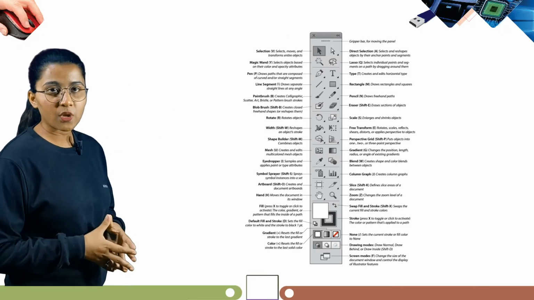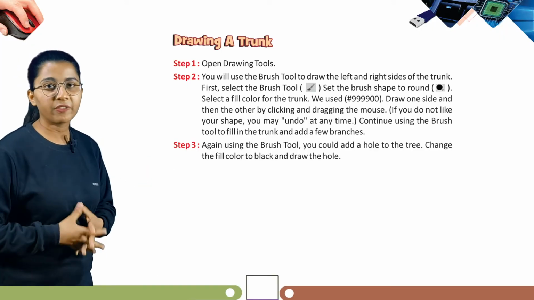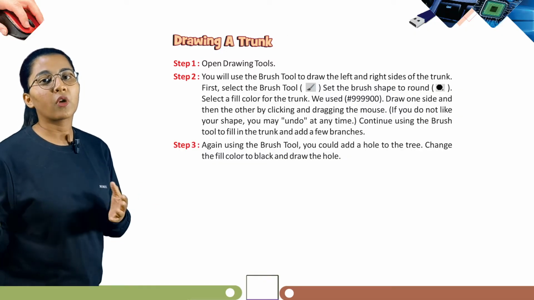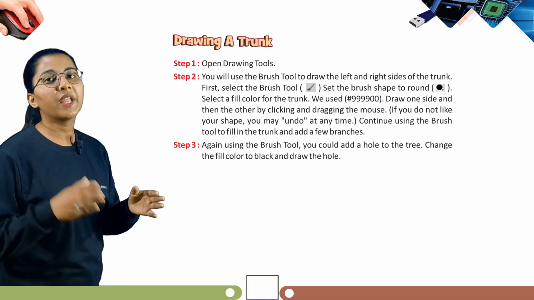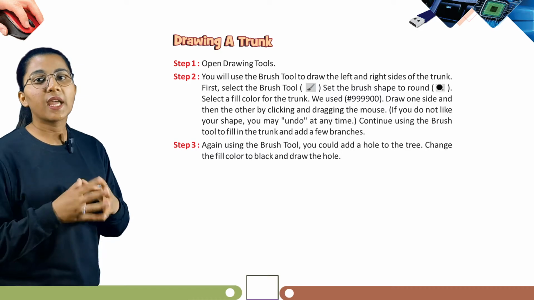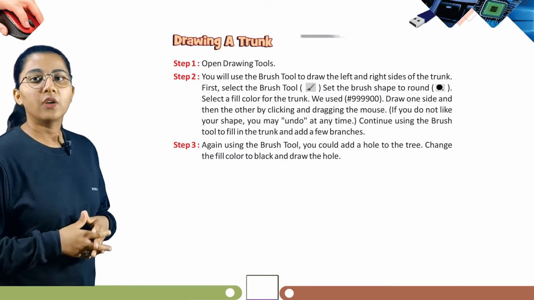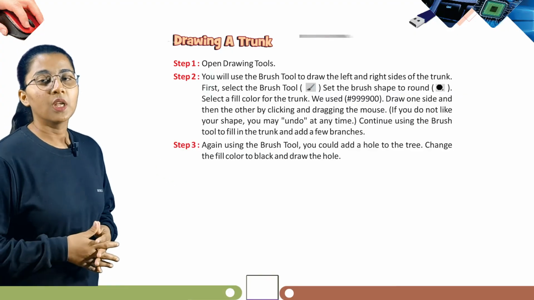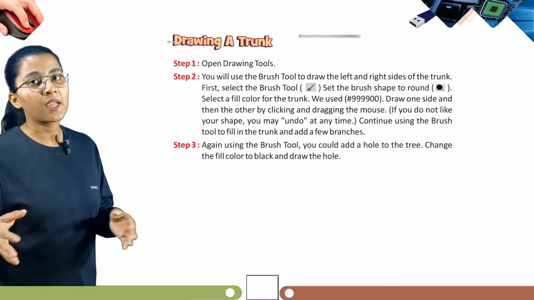Now students, our next topic is drawing a tree trunk. To draw a trunk in Flash, we have to follow some steps. Step 1, open the drawing tools. Step 2, use the brush tool to draw the left and right side of the trunk. First, select the brush tool, set the brush shape to round, select a fill color for the trunk, draw one side and then the other by clicking and dragging the mouse. If you do not like your shape, you may undo at any time.